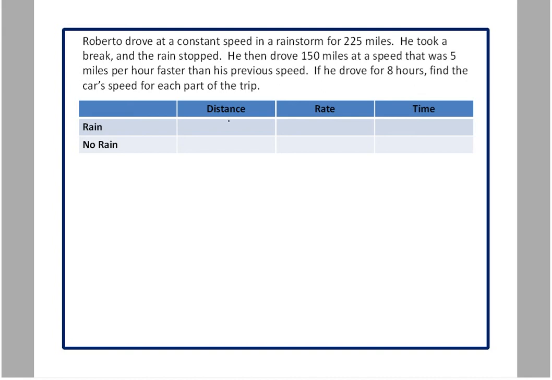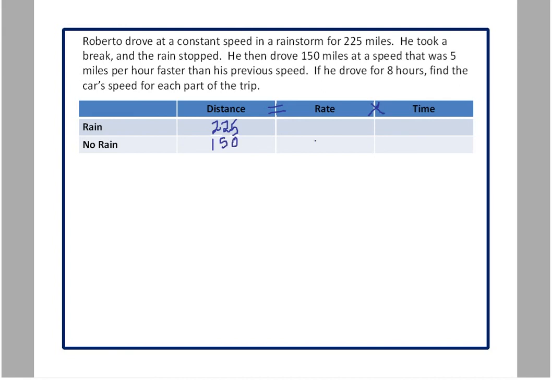To fill this out, first we have to acknowledge the formula you're going to use: distance equals rate times time. That's the formula you always use on these types of problems. The distance for driving with the rain was 225 miles, and the distance for driving without rain was 150 miles.